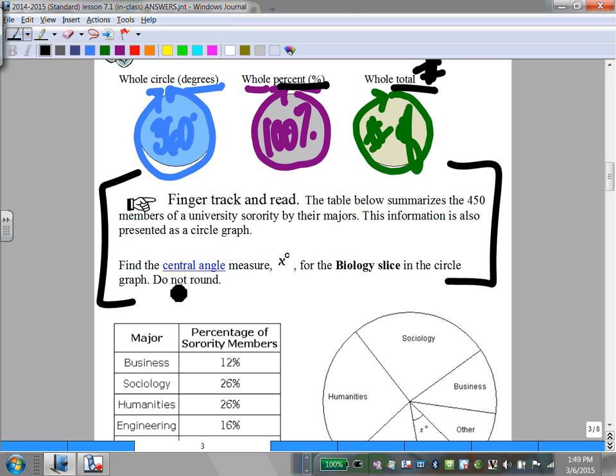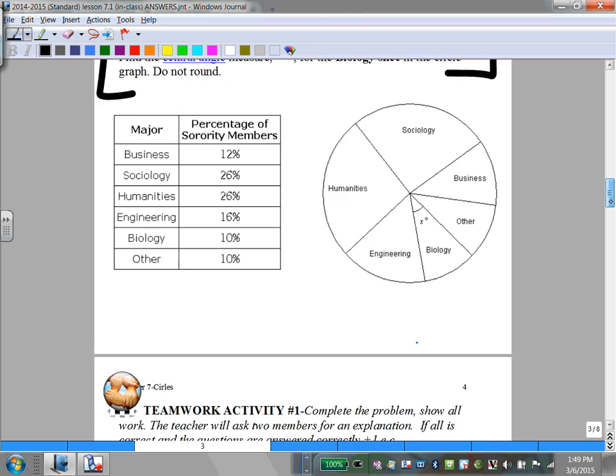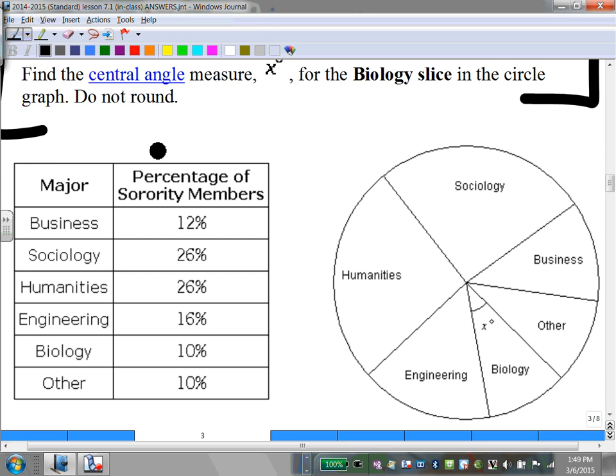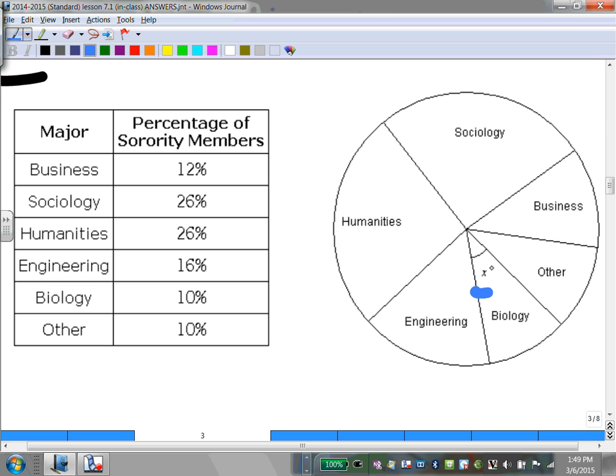I want everybody to read those brackets. Go. Read those brackets. All righty. Look up here. This is what you have going on. Your ambition is to find this degree measure angle. So write X degrees, which is going to be the same as this arc here.